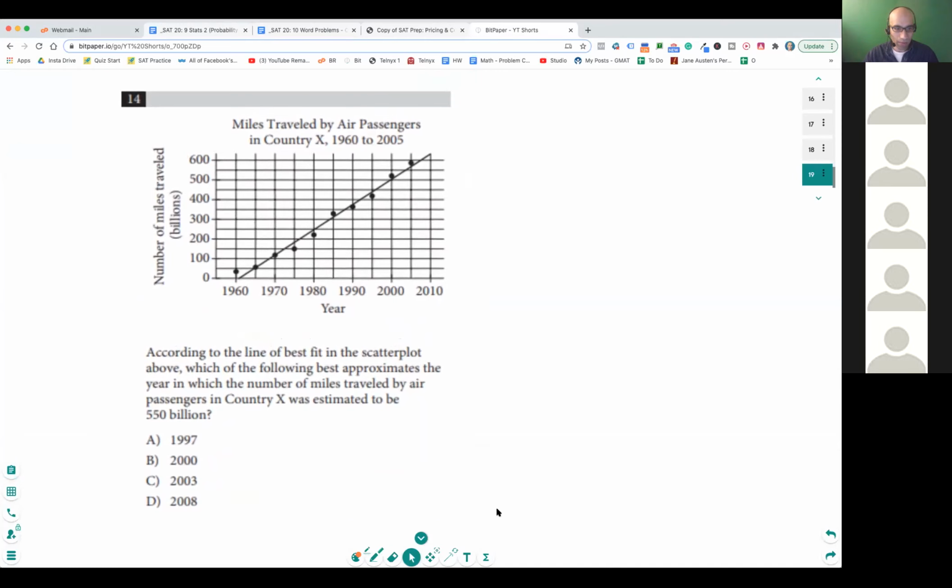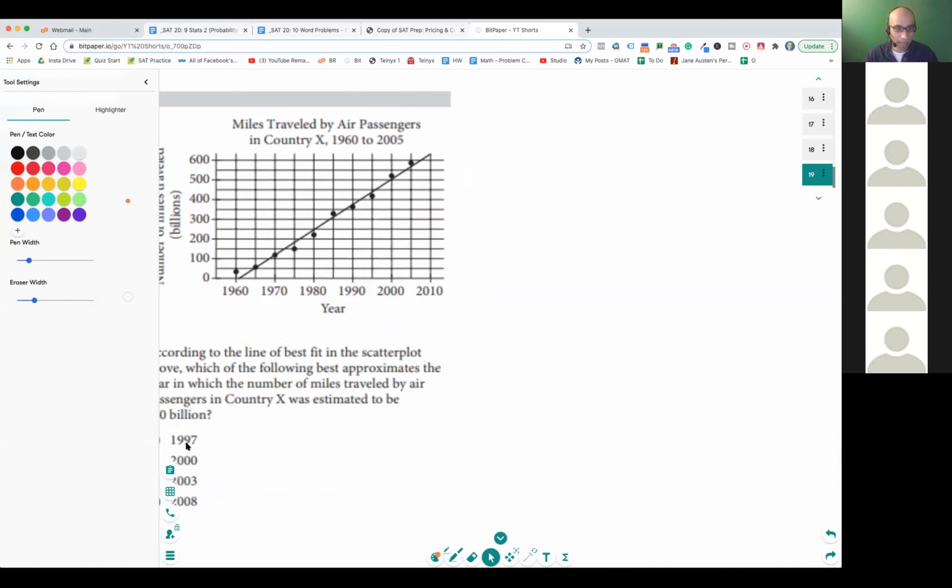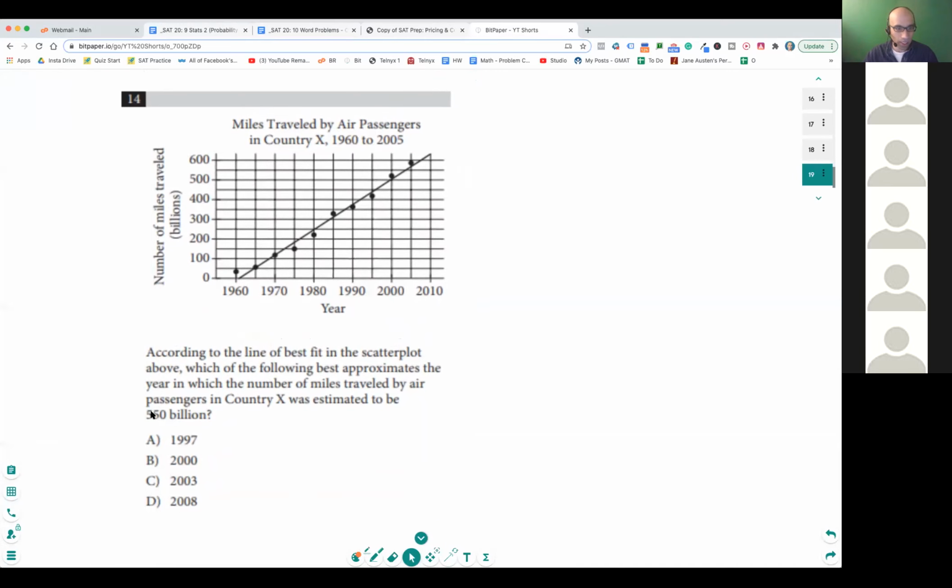You can read the problem when it pops up on the whiteboard, but we're going to change it. Travel by passengers was estimated to be not 550 billion. So I'm going to change this number here, 550, and then these answers are wrong. Of course, you're going to get the sheet so you can practice it yourself. By the way, this is a real SAT problem. So not 550, but maybe something like 400. Okay, so what year would that be?